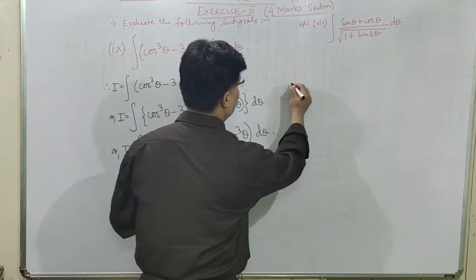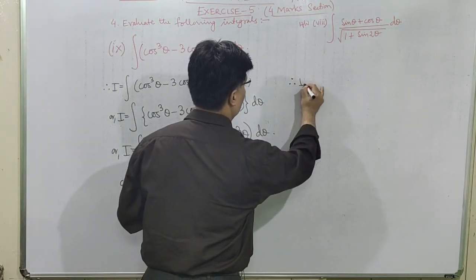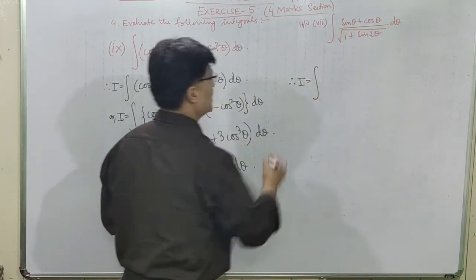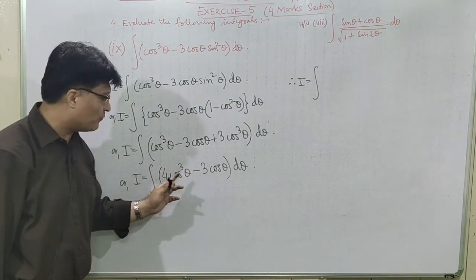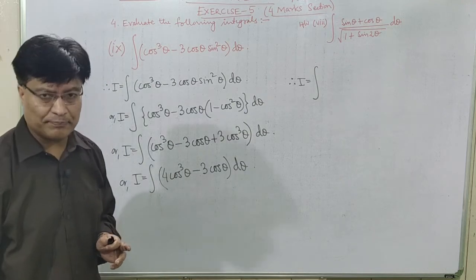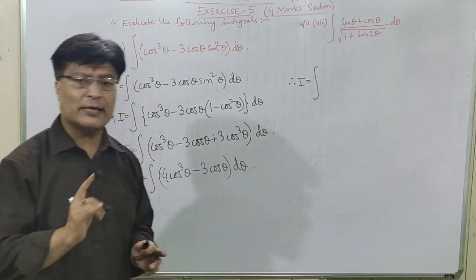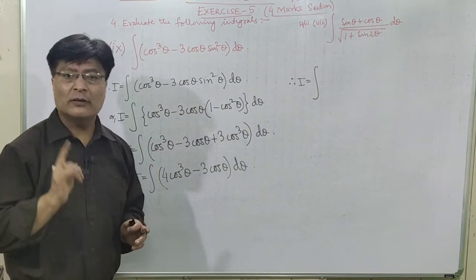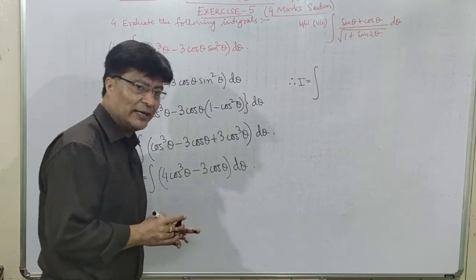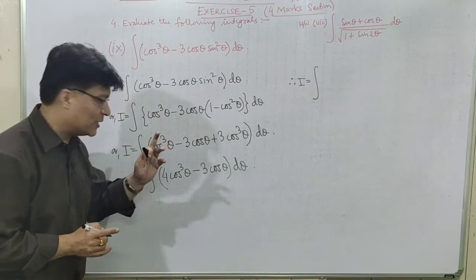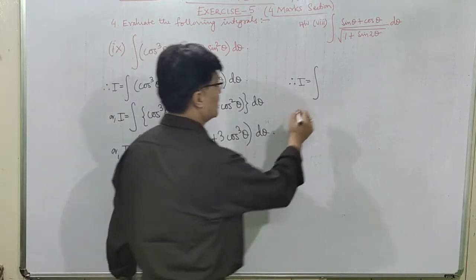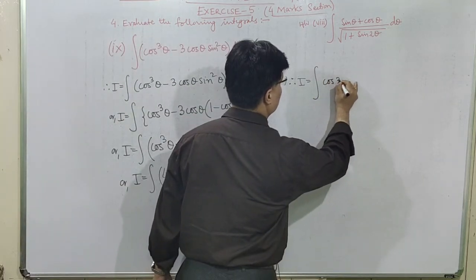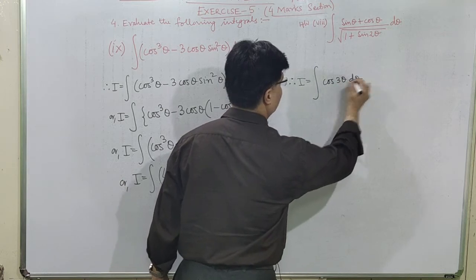Next, therefore I is equal to integration of, now there is a formula for this 4 cos cube theta minus 3 cos theta. The formula for 4 cos cube theta minus 3 cos theta is cos 3 theta. Okay, so cos 3 theta is equal to 4 cos cube theta minus 3 cos theta. So you should write here, this is cos 3 theta d theta.